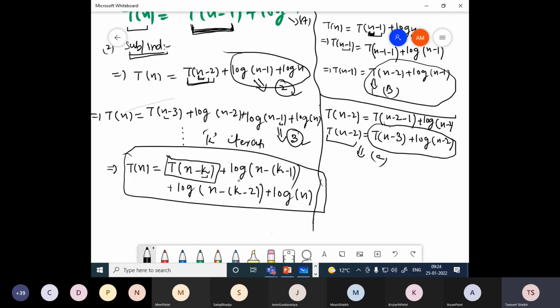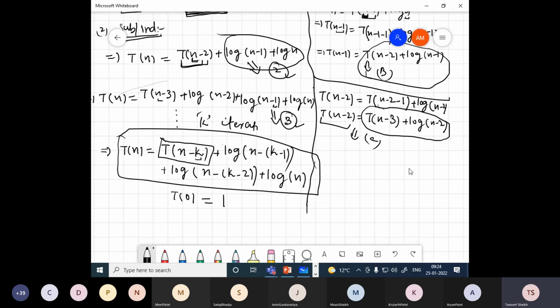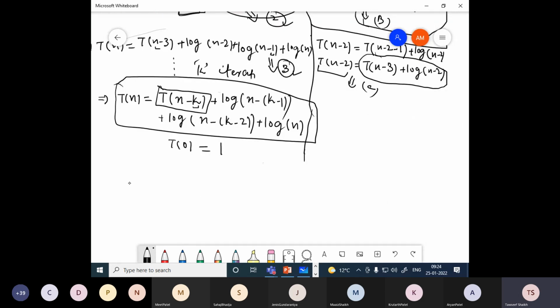To remove this, I have to make it T of 0, because I know that when T of 0, meaning n is equal to 0, the time it takes is equal to 1. That is already given in the recurrence relation of this algorithm. So to make this term equal to 0, whatever is inside the brackets of T of n minus k should be equal to 0. Then it will become T of 0, and that will become equal to 1. So that means that k should be equal to n. Now substitute the value k is equal to n in this equation, which is the general term for this recurrence.